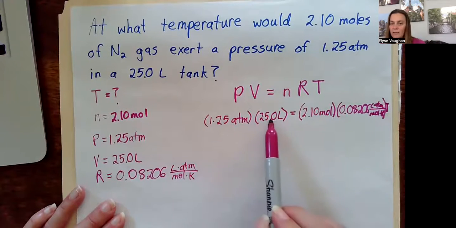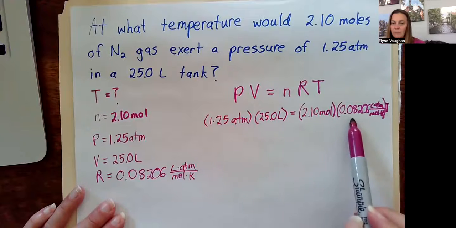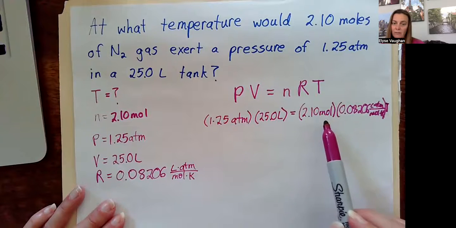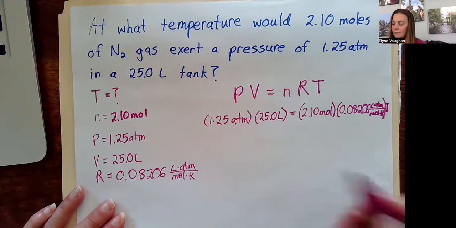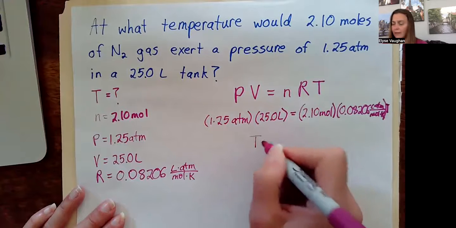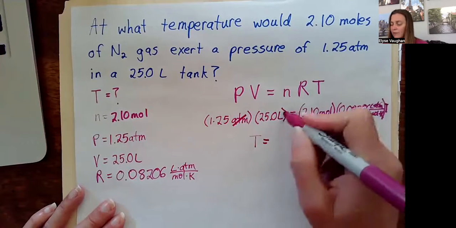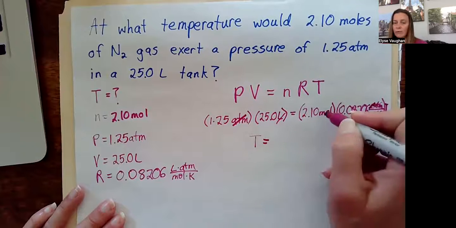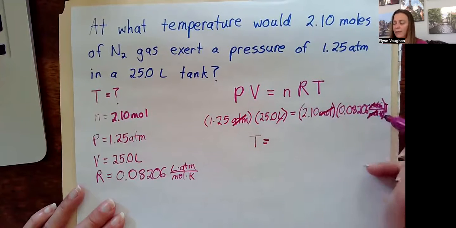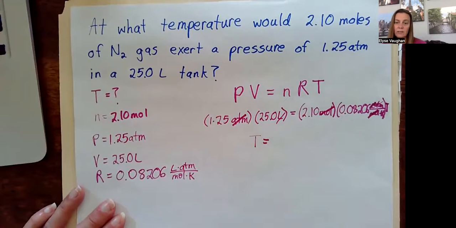So I'm going to multiply these two numbers together and then I'm going to divide them by the product of these two numbers. And once I do that, we can see that the atmospheres are going to cancel out, the liters are going to cancel out. I'm multiplying by moles, and I'm going to be dividing by this. So my units in the end here are going to be in Kelvin.